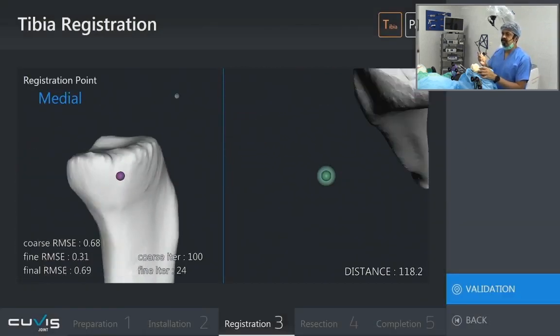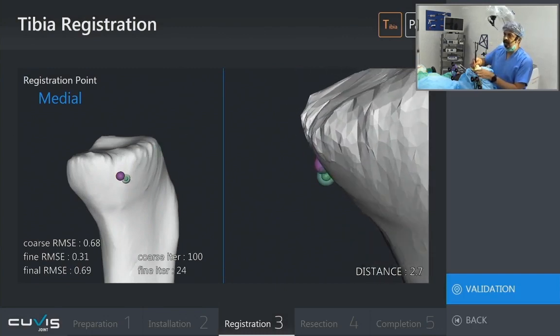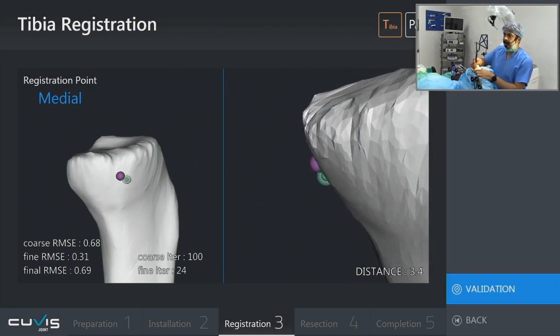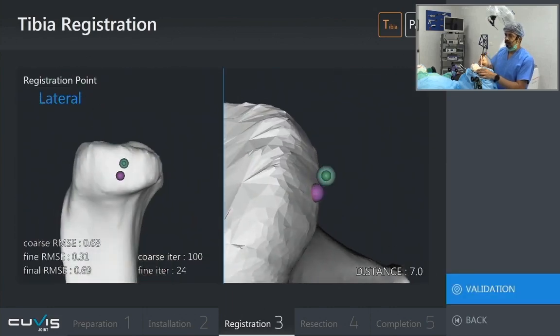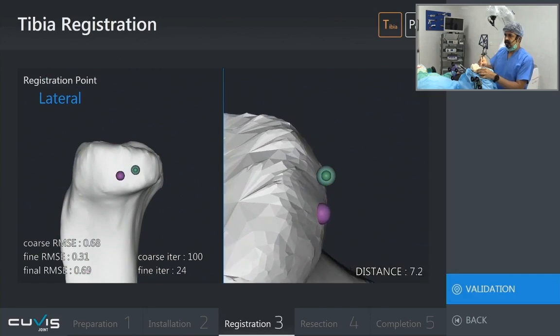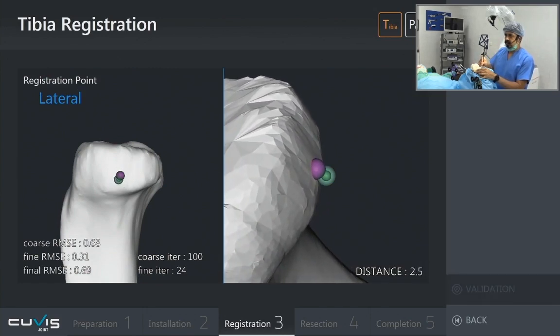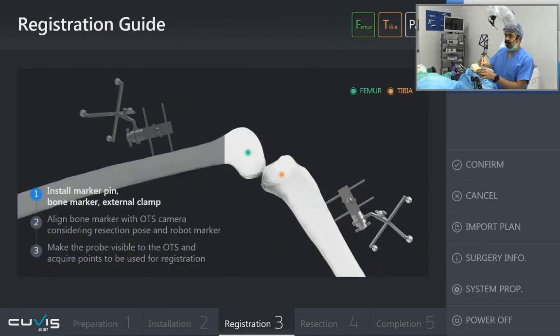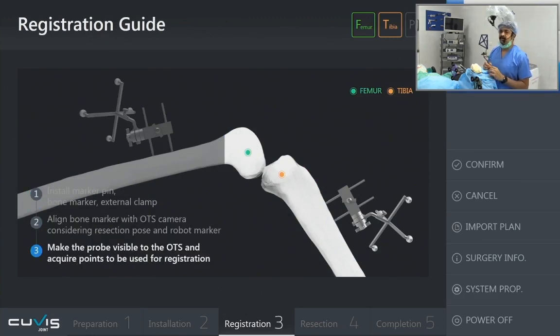So the TBL registration process is complete, and then I just take another point which is medial, and then another point as lateral, this completes the femur and the tibia registration. In actual surgery, in surgeon's hand, it would take about 5 minutes for sure.